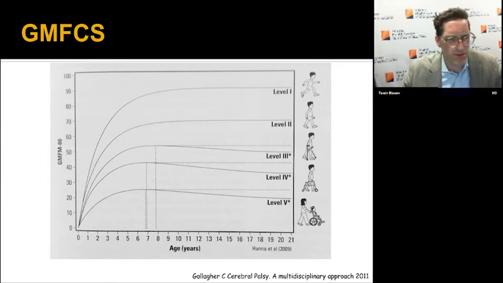The other interesting thing to note about this chart is that GMFCS levels increase in the first few years of life, and so any type of intervention that we do here, whether operative or non-operative, will likely have a positive effect because the natural history is of improvement of the gross motor function.